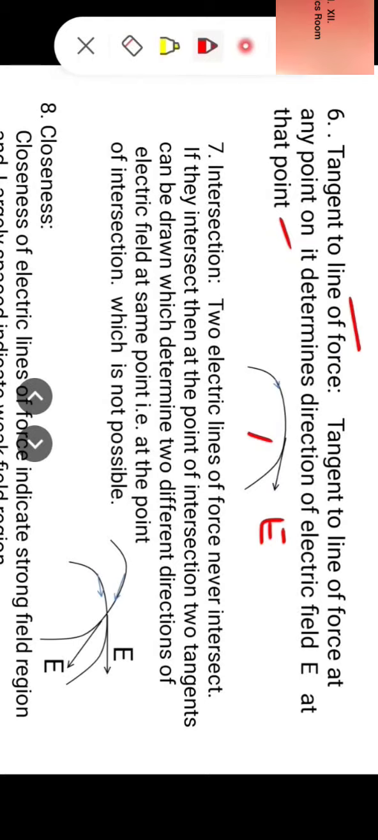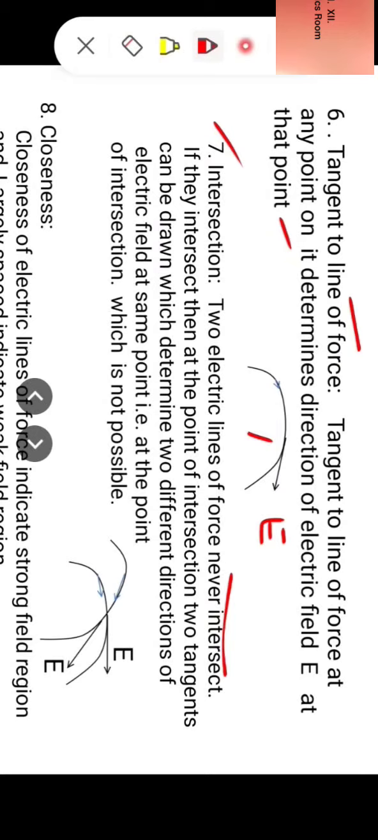Now number 7, intersection. Two electric lines of force never intersect. If they intersect, then at the point of intersection, two tangents can be drawn which determine two different directions of electric field at the same point, that is at the point of intersection, which is not possible.